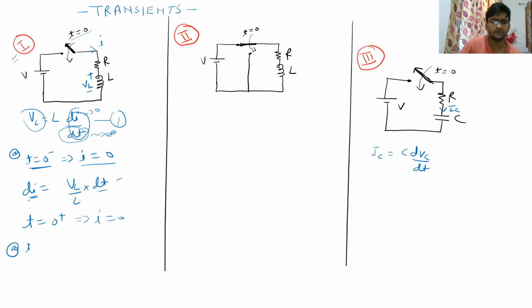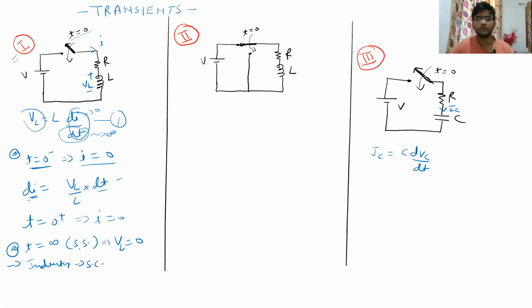So at t equal to infinity, which means steady state, I'm writing it as SS, our VL is equal to 0. VL equal to 0 means the voltage across this inductor is going to be 0, which means the inductor will be working as a short circuit. So in this case, your inductor will be short circuit, SC.